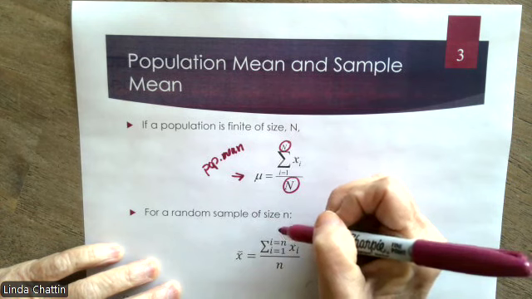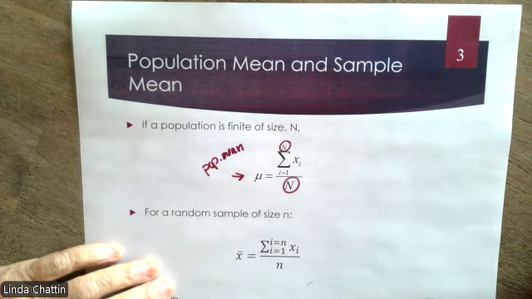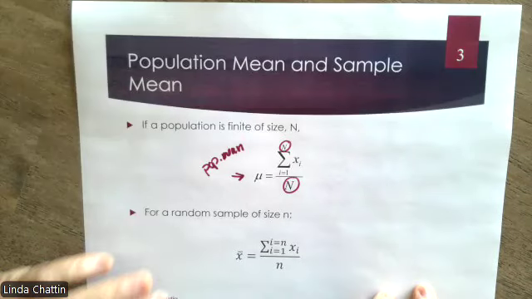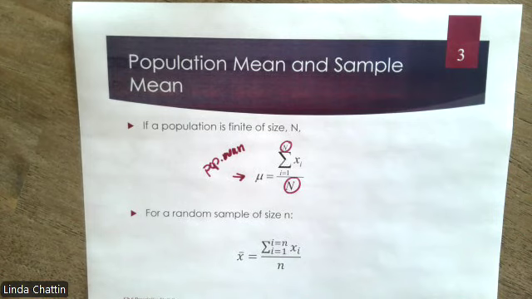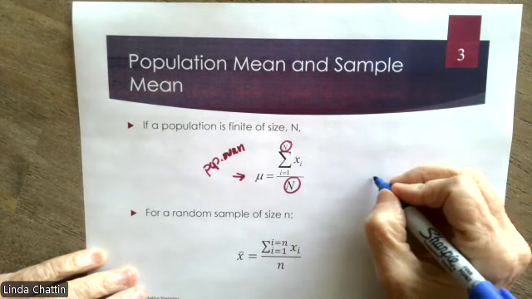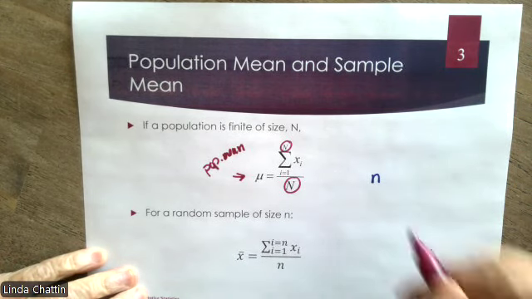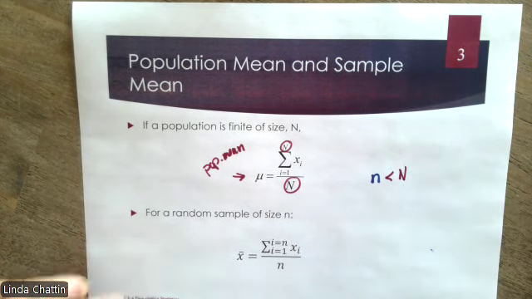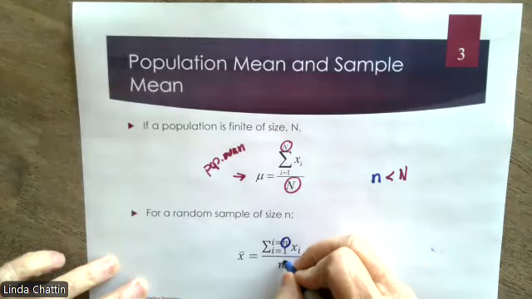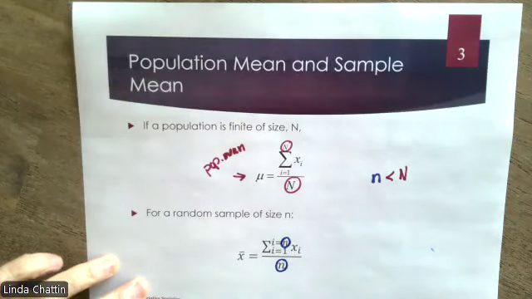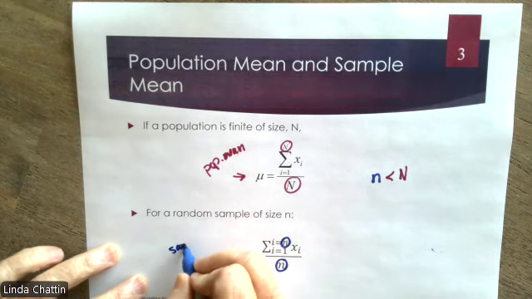It is a Greek letter. Whenever you see Greek letters, you've got a population in general. Whenever you see regular letters like this, we've got a sample. Now for a random sample of size n. What is n? Say I took a sample of 10 items from a population of, say, 1,000 items. Little n is always going to be smaller than big N, okay? And the formula for that is almost the same, right? The only difference is instead of going from 1 to capital N, we're going from 1 to lowercase n. Again, this is the sample mean.